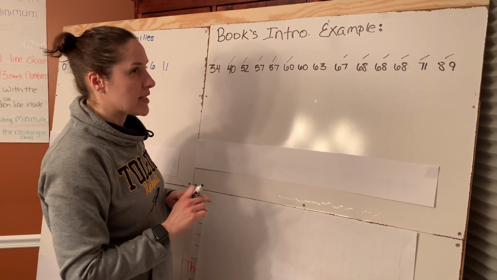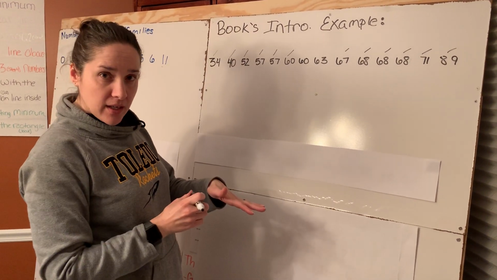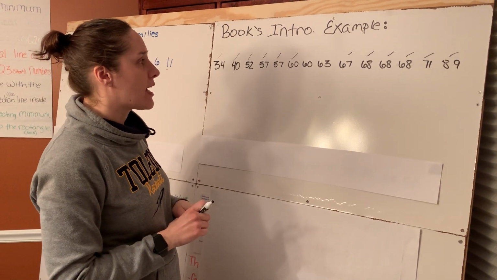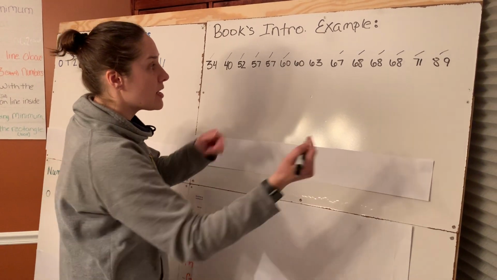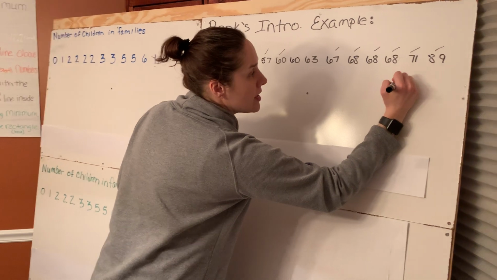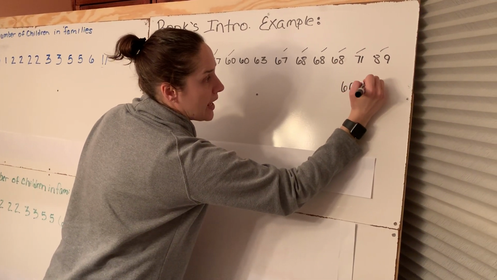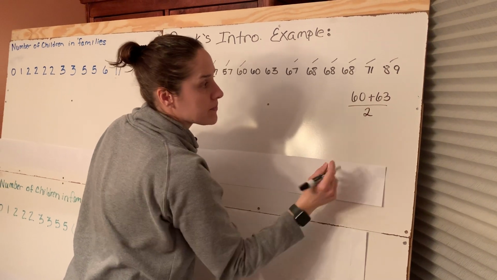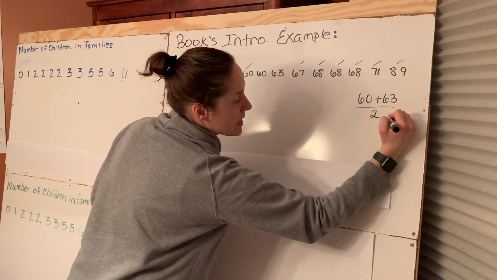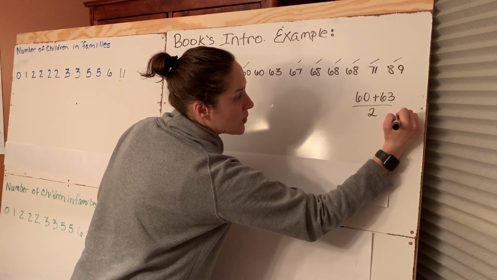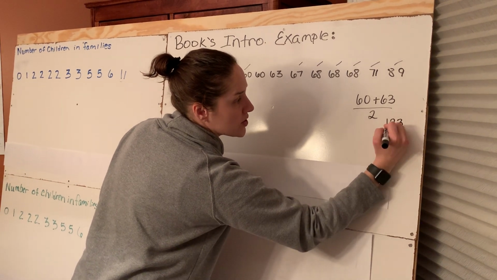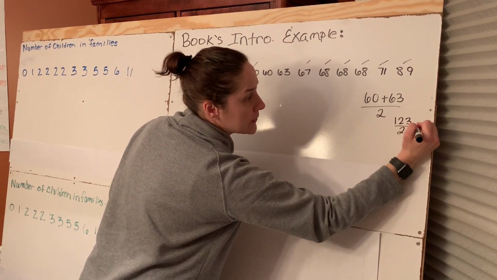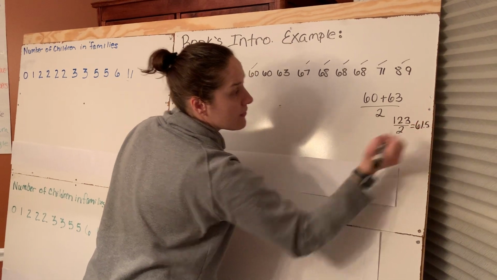60 and 63. Now I know some of you can do that in your head, but if you don't know what's exactly in the middle of 60 and 63, I'll show you off to the side here. That's when we found the mean. We would add up the two numbers and then divide that answer by 2. So 60 plus 63 is 123. And 123 divided by 2 is 61.5.